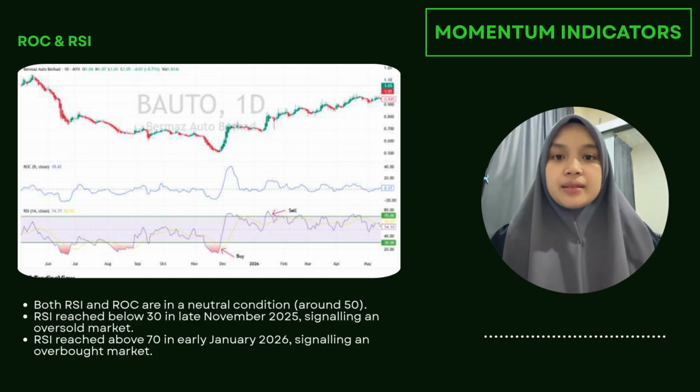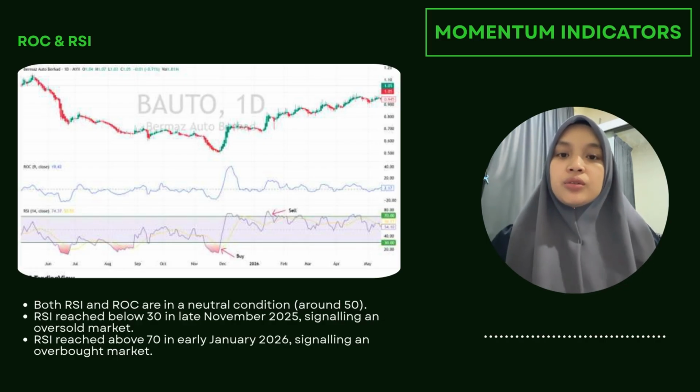This slide presents the momentum indicators, which are the ROC and the RSI. Both RSI and ROC are currently in a neutral condition around the 50 level. This indicates that the buying and selling pressure is relatively balanced.